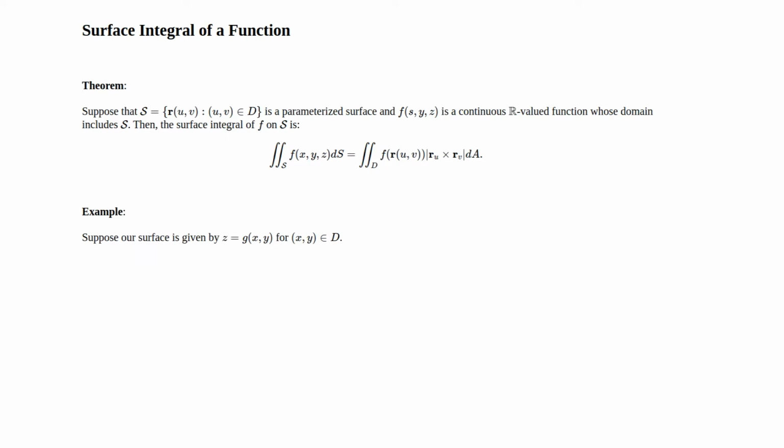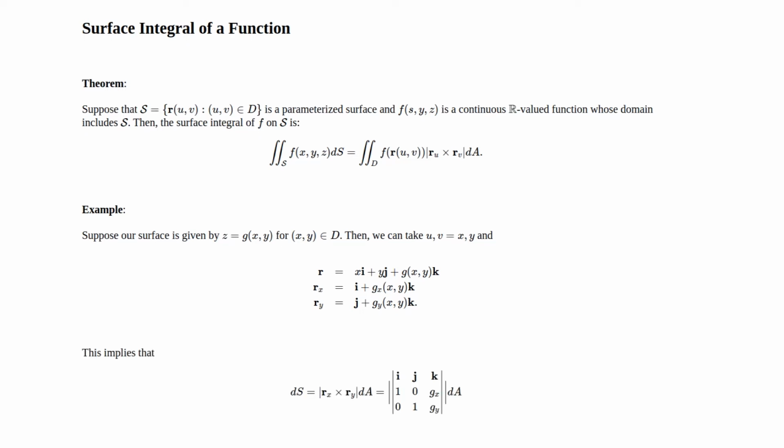Let's take an example. So suppose our surface is given in this very simple way. So it's explicit in z. Then we can just take u equal to x and v equal to y, and we find that our position r is x i plus y j plus g(x,y) k. And this means in particular that the partial derivative in x is just i plus the partial derivative of g with respect to x times k. And similarly, the partial derivative in y of r is just j plus g_y k.